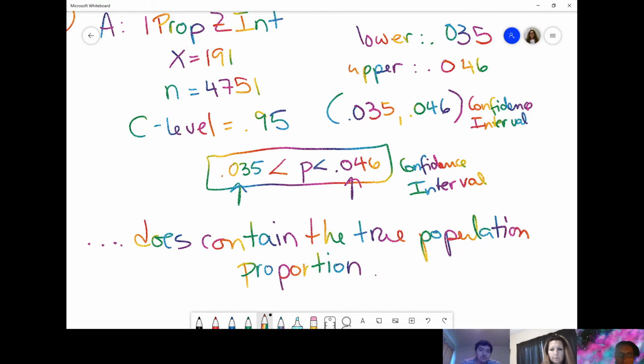We are 95% confident that the interval from low to high does contain the true population proportion. That is one problem.